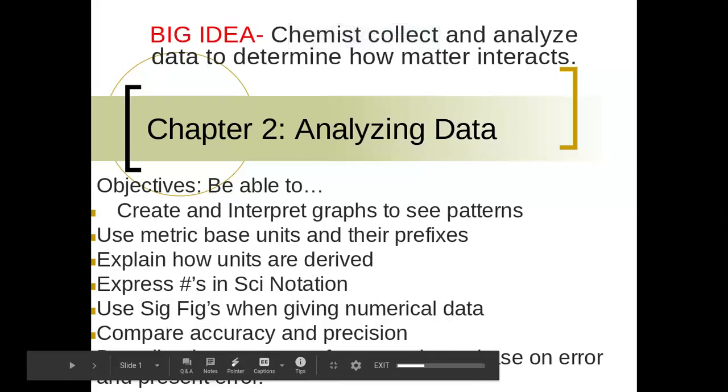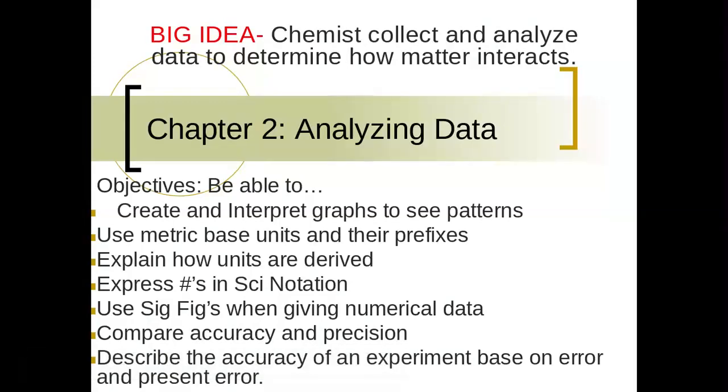Okay. On this new unit, we've already started this first objective looking at and being able to build graphs. But what we're going to do is use and understand the metric system better and its prefixes. We're going to take a look at derived units and how we get more than just our base units. We're going to look at expressing scientific notation. All right, so those are going to be the three that we're going to take a look at today.